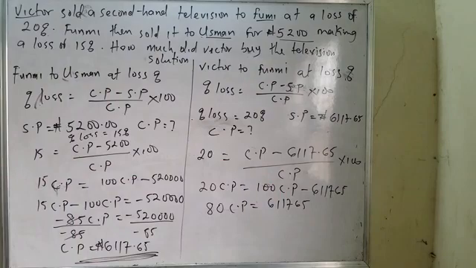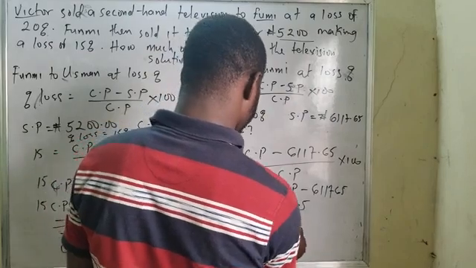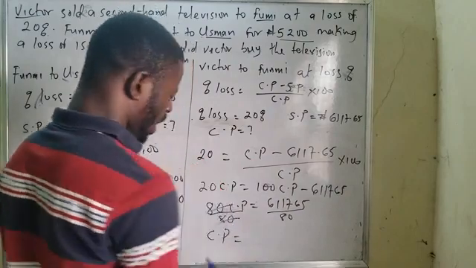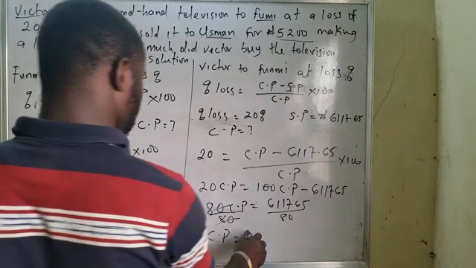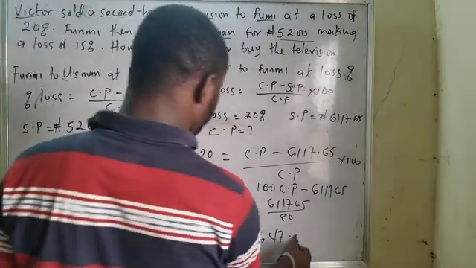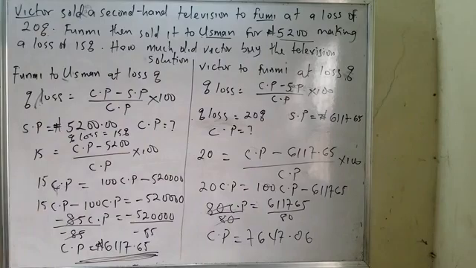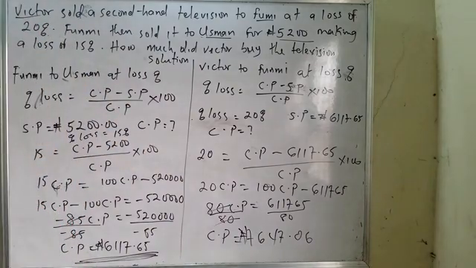Now, which I will divide both sides by what? By 80. This will cancel this. My cost price will be equal to, hope you can understand my handwriting, don't mind where I write, 7,647.06, which is 6 kobo. That is my answer. Let me put naira here. That is my answer. Okay, I think with this you should be very okay.